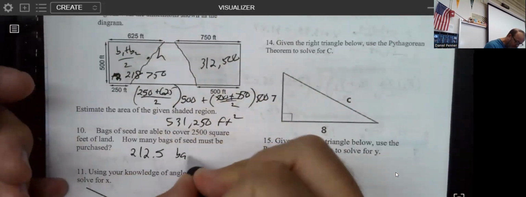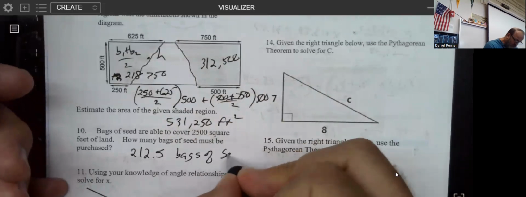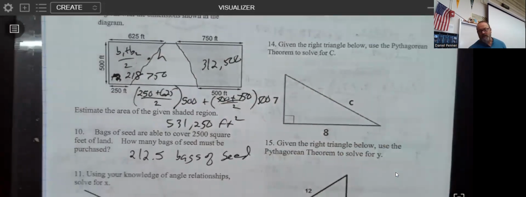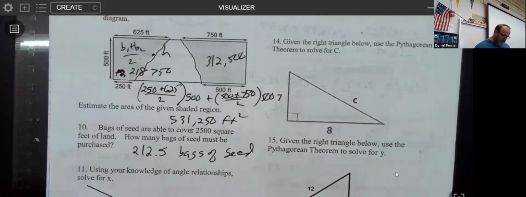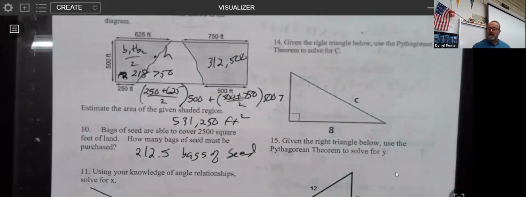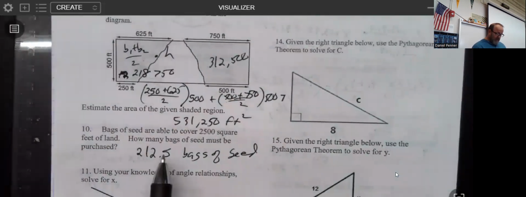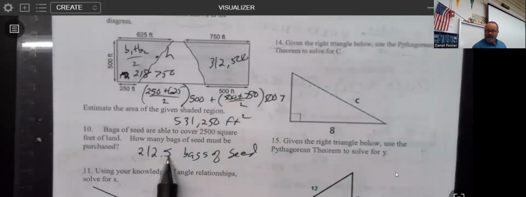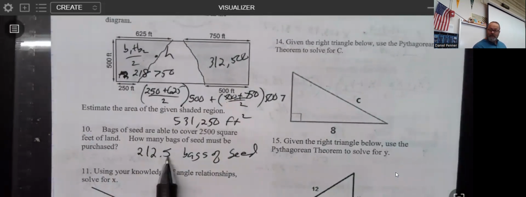bags of seed. Now, the reality is you can't really probably buy 212 and a half bags of seed, so you're probably going to buy 213 bags of seed, but you know, you might end up keeping that extra half a bag for a later time, or maybe you had a half a bag left over from the last season, but the technical answer is 212 and a half.